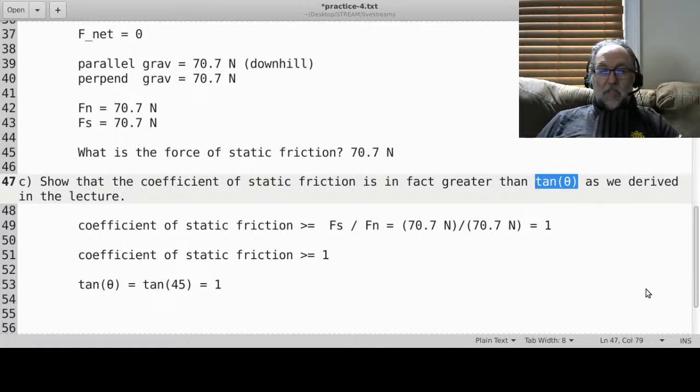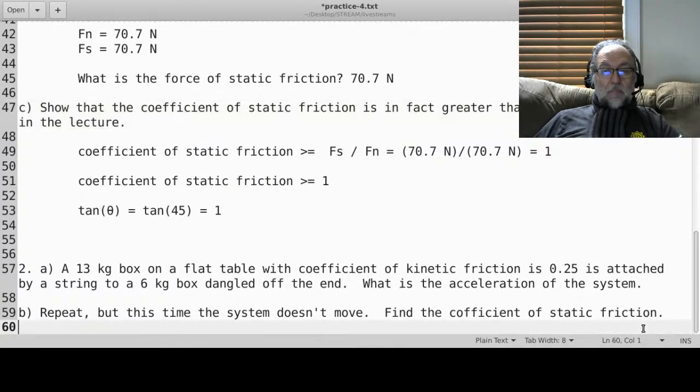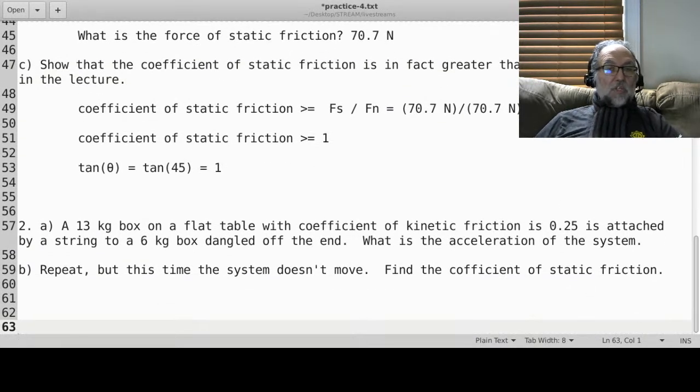Let's see if there's any questions in the chat. Any questions? I'll type it in as well. All right. If not, there's our first problem. And again, it's very similar to the one that you have in the assignment. Let's do our second question here.